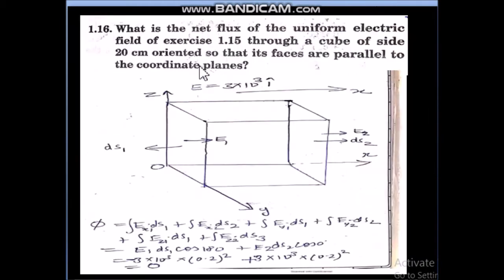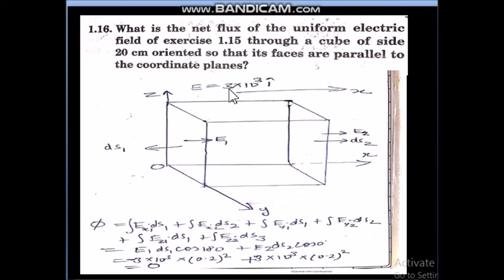Let us take question number 16. This is related to the question number 15 which we solved just now. So what is the net flux of uniform electric field of exercise 15 through a cube of side 20 centimeter oriented so that its faces are parallel to its coordinate planes? So the question is similar to 15th number of question, except that there we were given only a square and now we are given a cube.